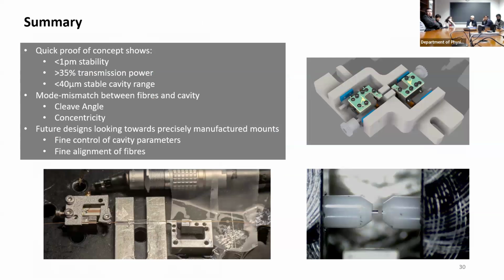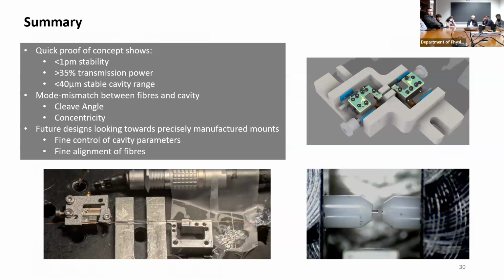So the idea was to make a quick proof of concept. And what were the results? Well, we got less than a picometer stability because of our passive alignment, because the fibers are inside of a ferrule. We got up to 35% transmission power of our fiber cavity.